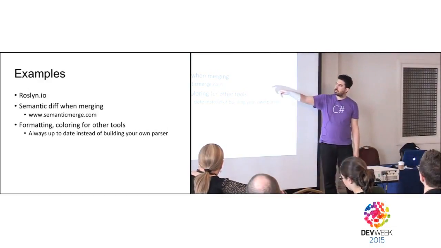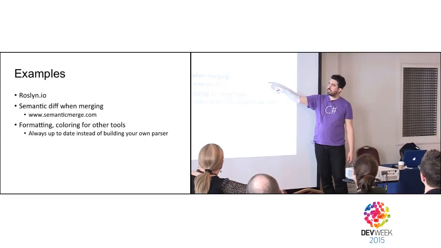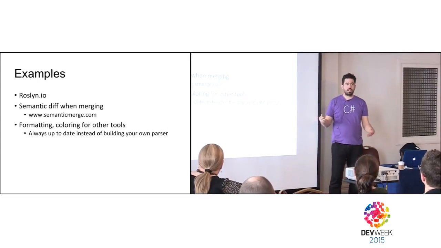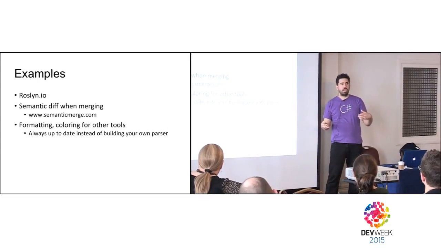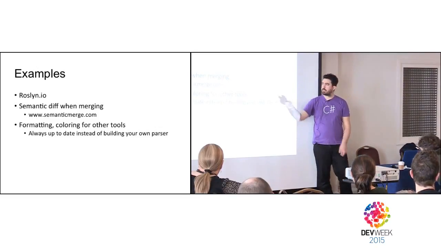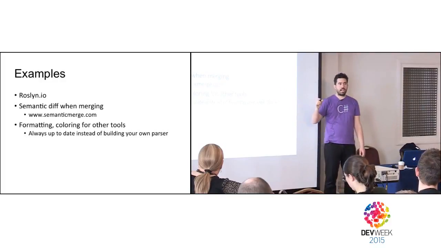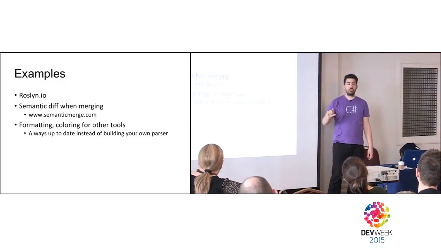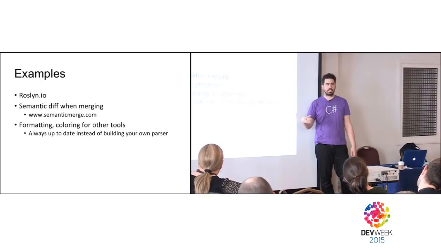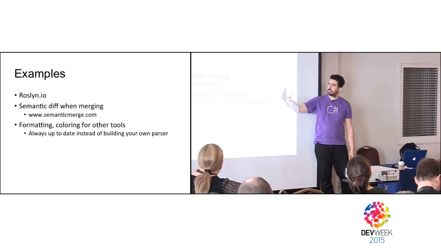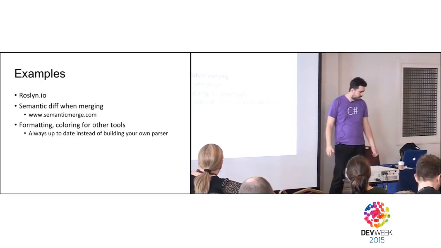There is a project creating semantic difference when merging. If you want to merge code, you want to see what's changed. Nowadays, you just have changes on a token level, like this line has changed, this text has changed. But semantic diff will tell you that you added a new field in your class, or you renamed the method. You have a semantic overview of what your changes are.